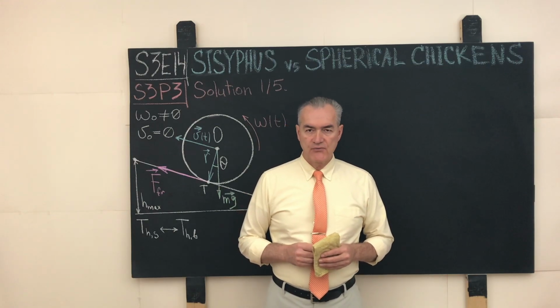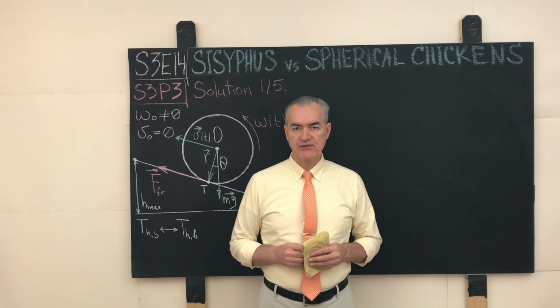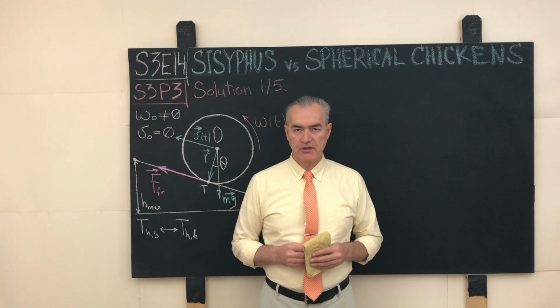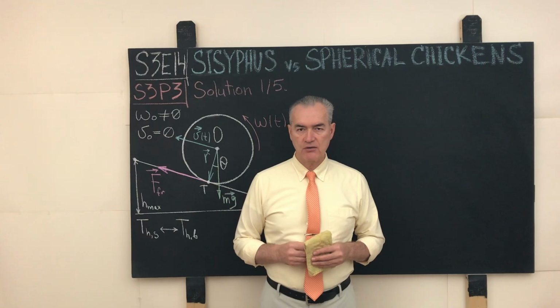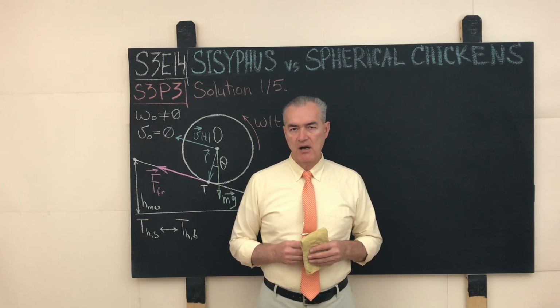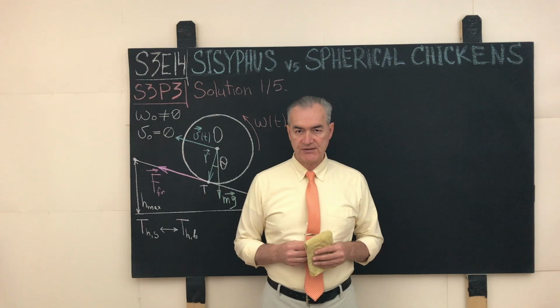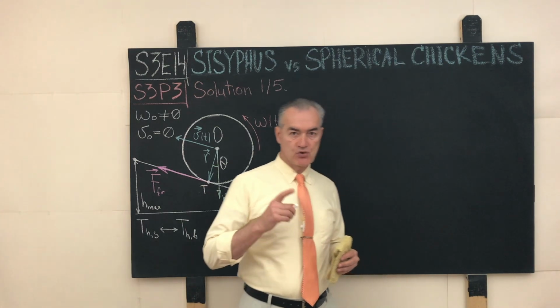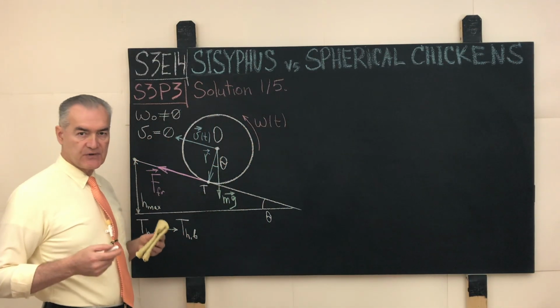My first solution of the physics problem S3P3 has everything to do with Sisyphus, who was apparently, according to the corresponding Greek myth and legend, a poor guy who was forced to push a rock up a mountain over and over again. And that is precisely the idea that gives the title to this episode: Sisyphus versus spherical chickens of uniform density. That is, for the solution number 1 of 5, I propose that we conduct the following experiment.